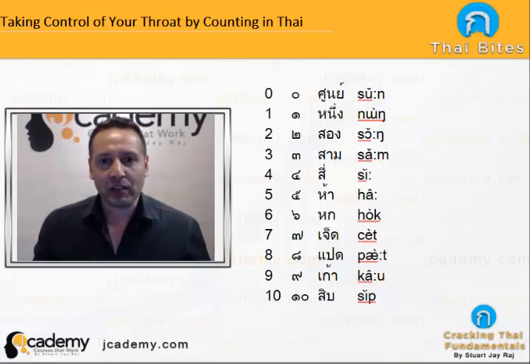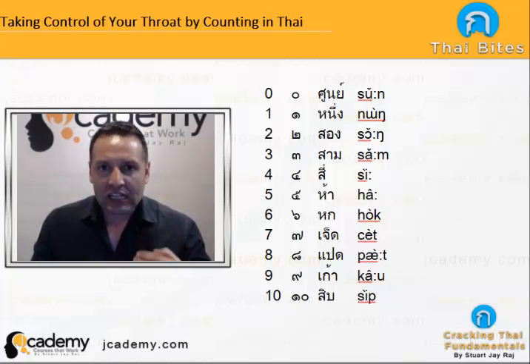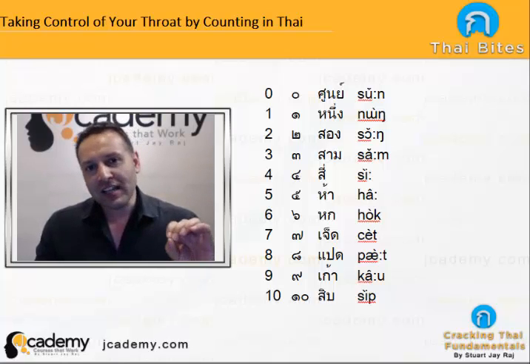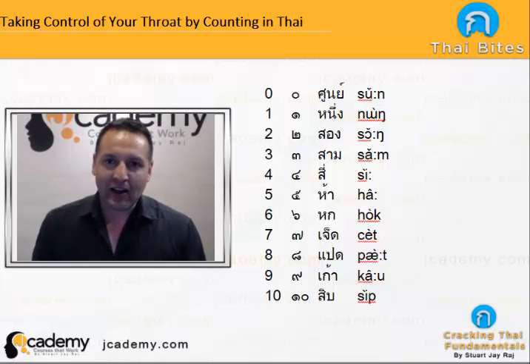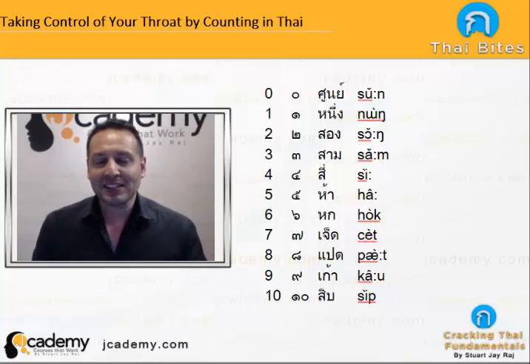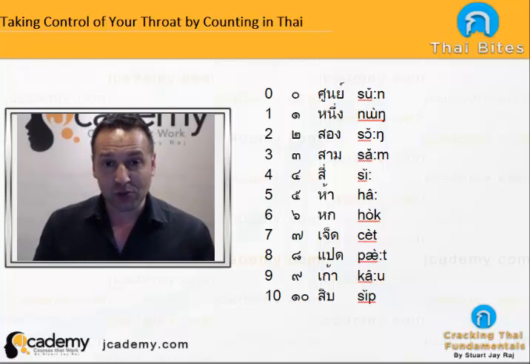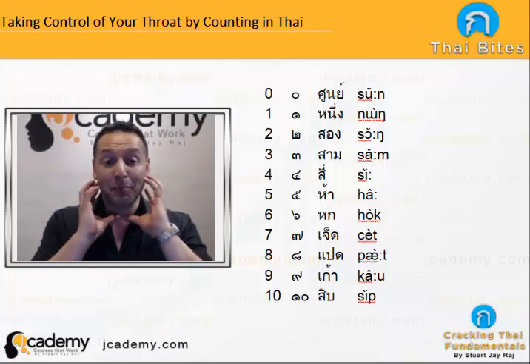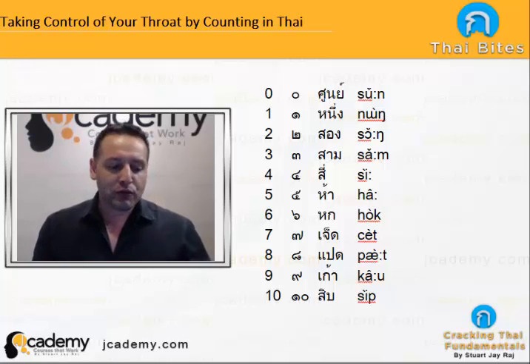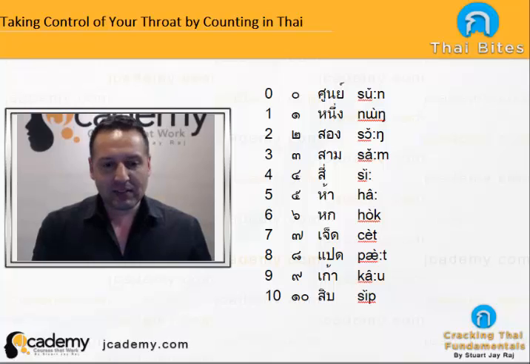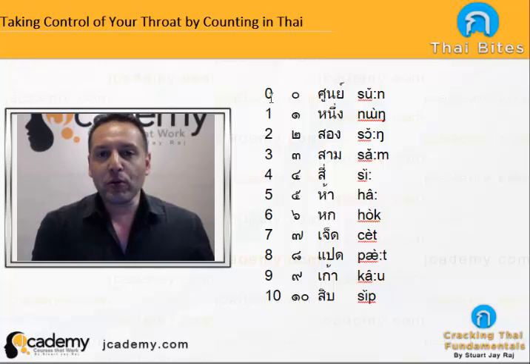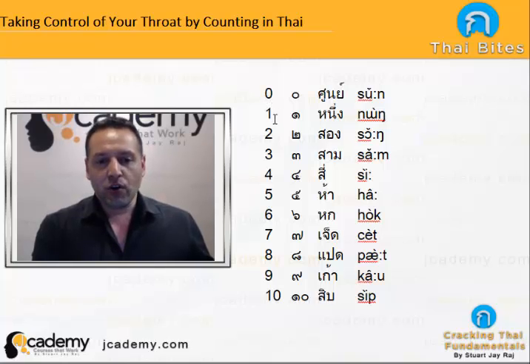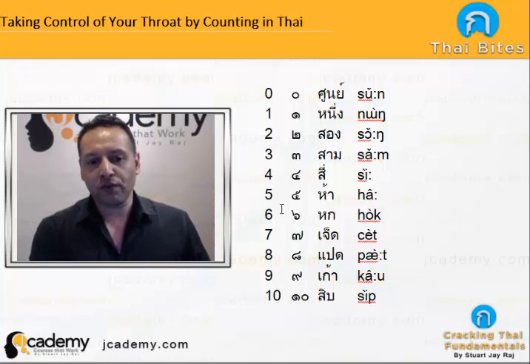Today we're going to be looking at a topic that's going to help you start speaking Thai a lot more clearer to native Thai speakers. And it'll help you lose that foreigner twang to your accent. Now, I call it taking control of your throat by counting in Thai. And if you've taken any of the Cracking Thai Fundamentals modules, you'll know it's all about your throat and the muscles in your mouth. So normally, if you ask a foreigner to count in Thai, they will go into this listing paradigm saying 0, 1, 2, 3, 4, 5, 6, 7, 8, 9, 10.